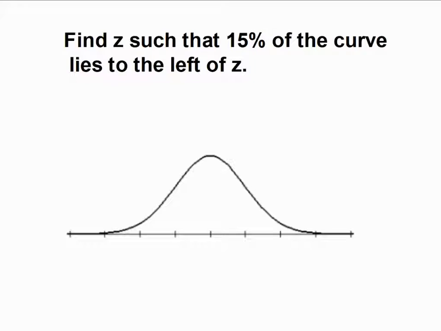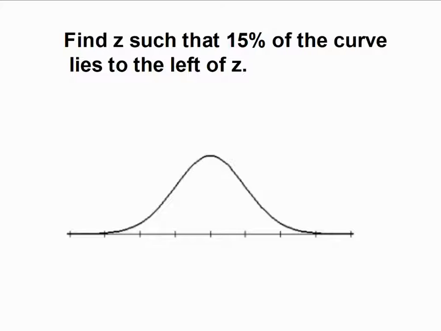Okay, here's a quick reminder how to do inverse normal distribution. So a question might sound something like this. Find z such that 15% of the curve lies to the left of z. This is the standard normal curve. We can tell that because they use the letter z.